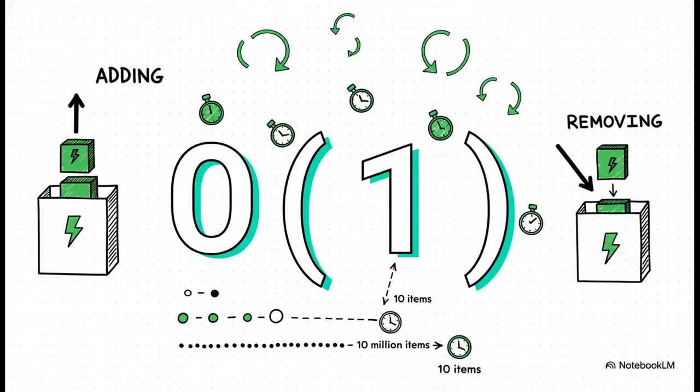And here's something amazing that they both have in common. They are incredibly fast. Their main jobs, adding and removing things, happen in what's called O(1), or constant time. Now, what does that actually mean? It means it doesn't matter if your stack has 10 items or 10 million items. The time it takes to push or pop one thing is always the same. It's lightning fast. And that crazy efficiency is exactly why you see them everywhere in software.